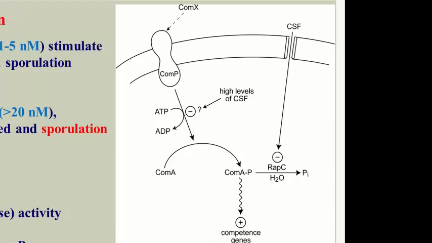At high concentrations, it prevents the phosphorylation of the histidine kinase ComP, inhibiting the phosphorylase and the ultimate expression of competence genes.